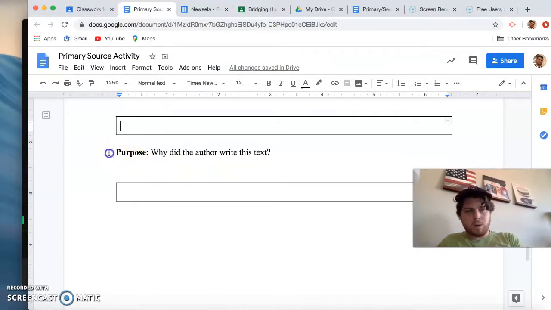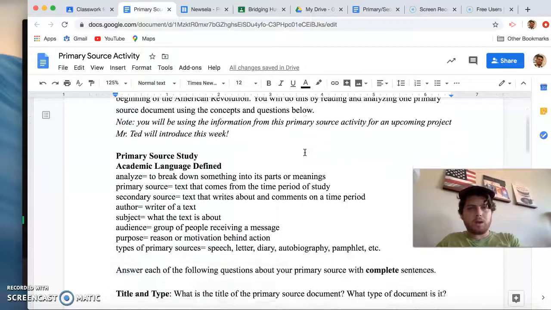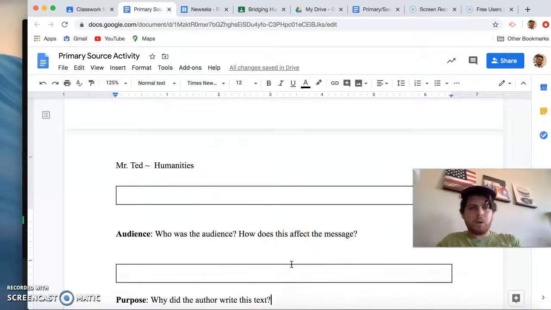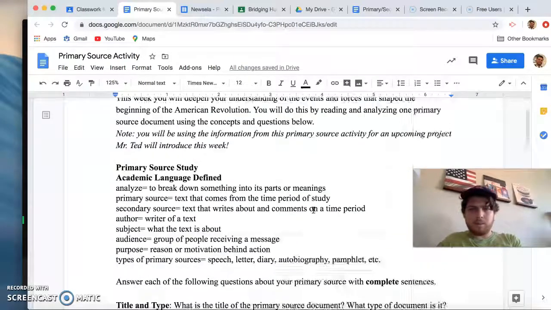And then purpose also will require some critical thinking. Why did the author write this text? What is the purpose? You guys can figure that out. You guys are good critical thinkers. After you put in this information, ask yourself, why did the author write this text? What was the purpose of it?